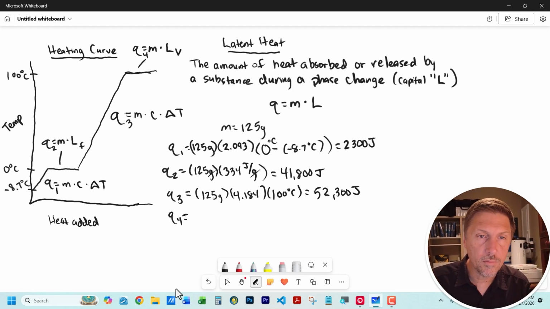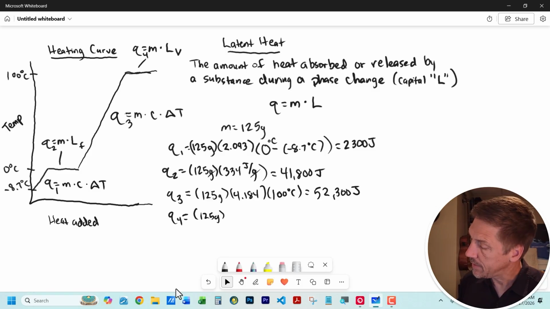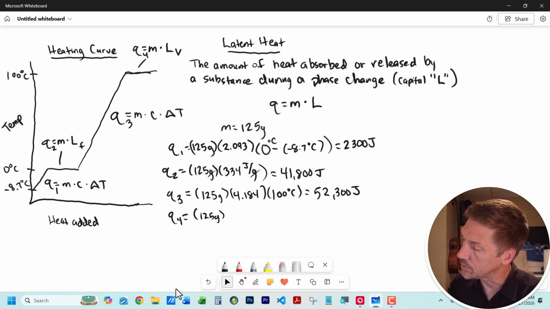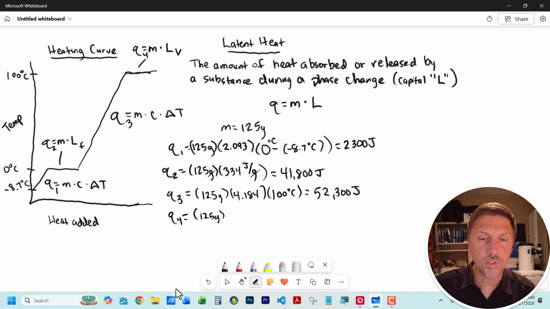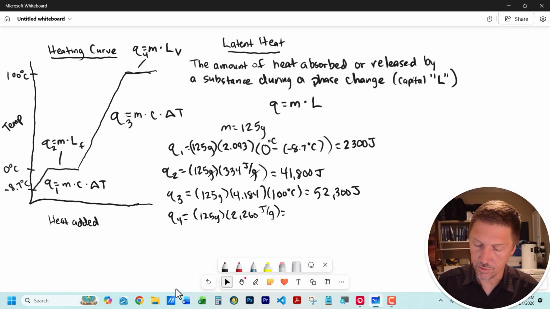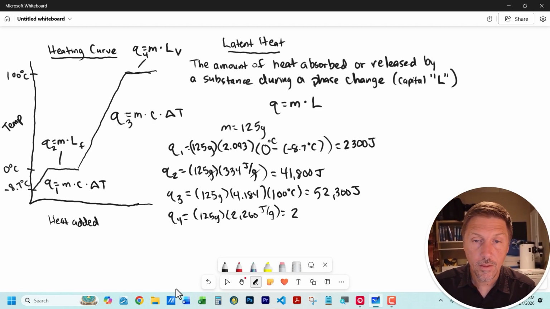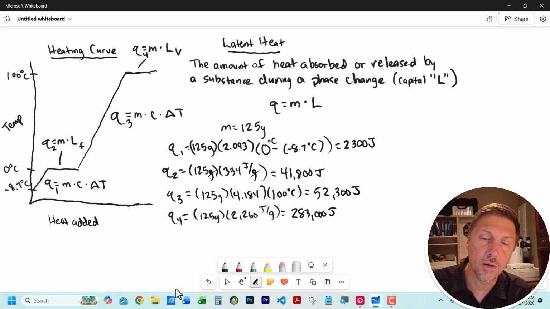All right, so we've got one more Q that we need to calculate. That's our Q4 up top here. That's going to be the mass, again, 125 grams. This time it's the LV, the latent heat of vaporization. And they gave us that in the problem and told us that it was 2,260 joules per gram. Again, grams cancels out. We're left with a value in joules of 283,000 joules. That's our biggest one yet. 283,000 joules required to vaporize this entire block of ice here.